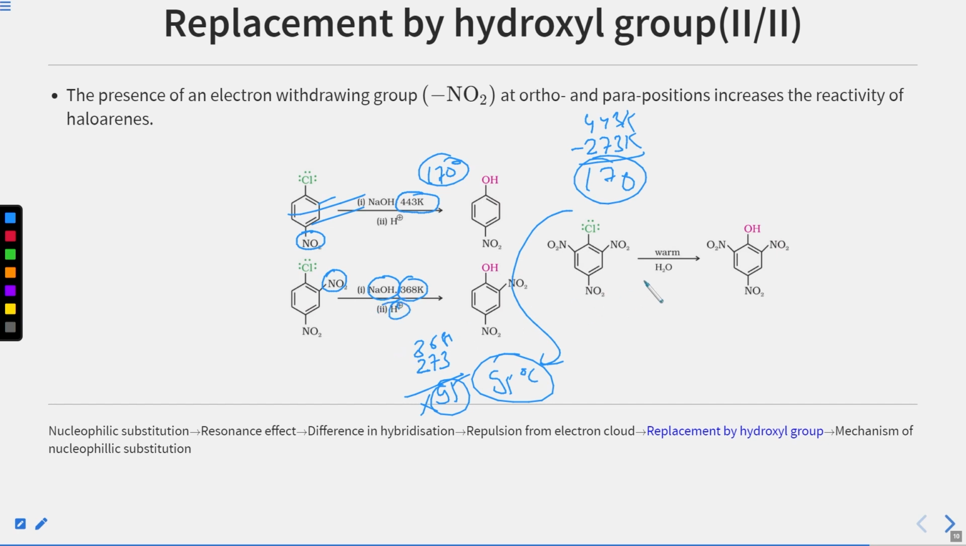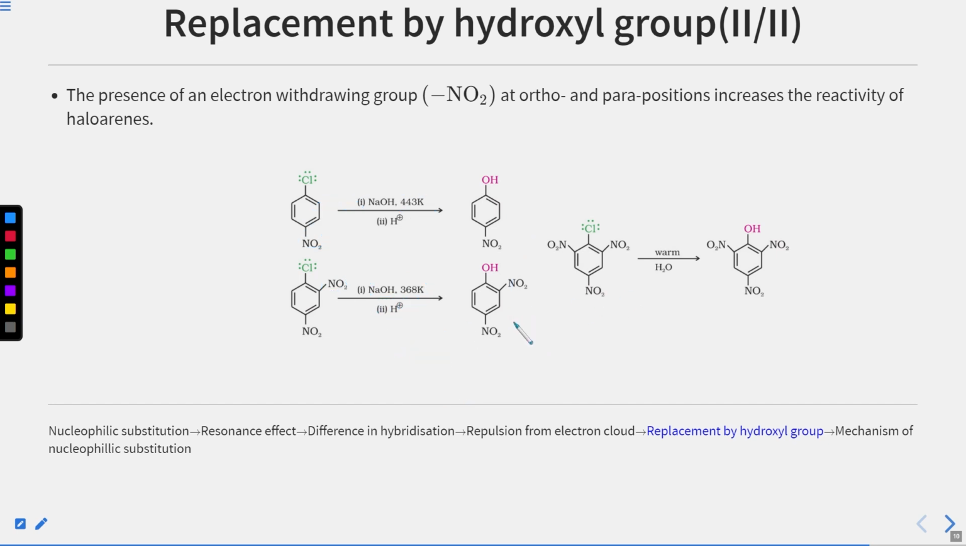Now look at the third one. It is very interesting. If you put 3 nitro groups here, then you just have to pour warm water. Warm water, that is, you can just imagine as lukewarm water or something like that. You have just to pour this warm water, and your product will be formed, or your nucleophilic substitution will be done. So we have replaced your Cl with OH. So these are the 3 examples.